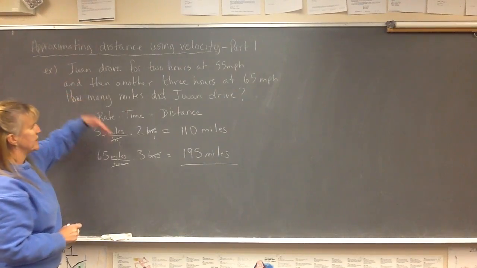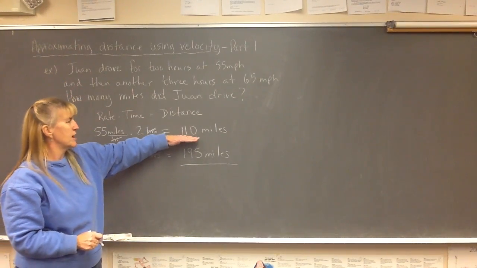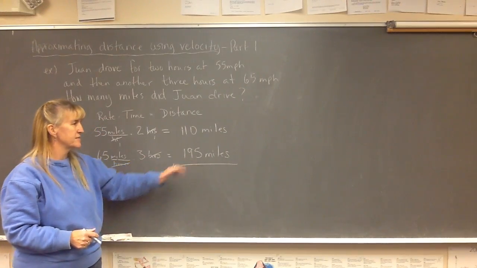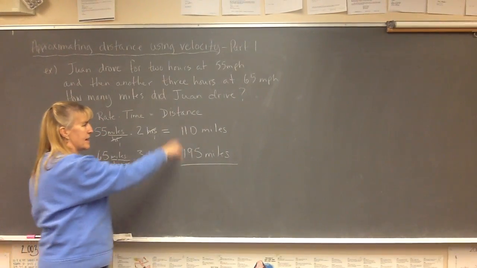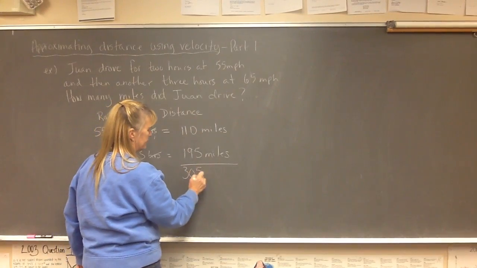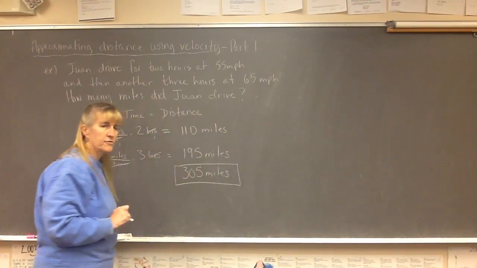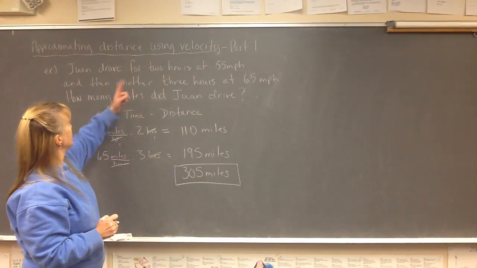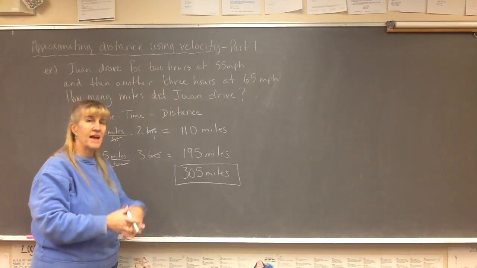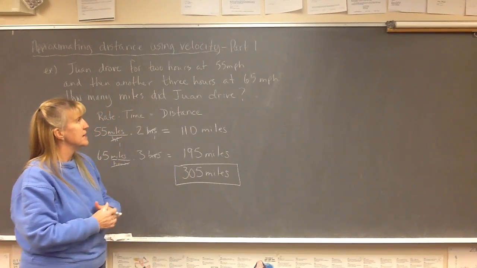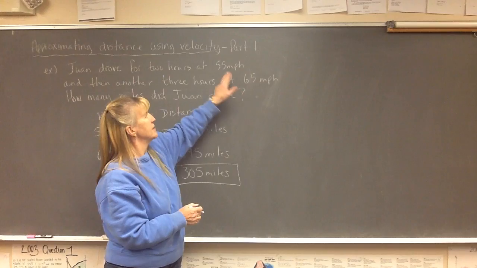So, Juan spent 2 hours, and he covered a total distance of 110 miles, and then for the next 3 hours, he covered a total distance of 195 miles. Add this up, and this should give you 305 total miles that Juan drove. And you could divide that by 5 to find his average rate of speed if you felt like it, which would be what, 61 miles an hour? Wouldn't be what you guessed though, would it?